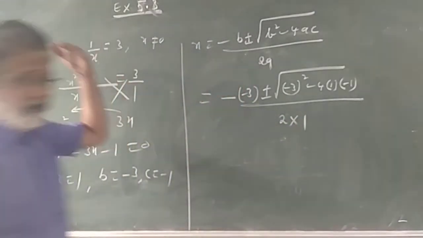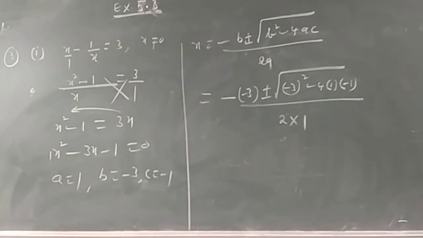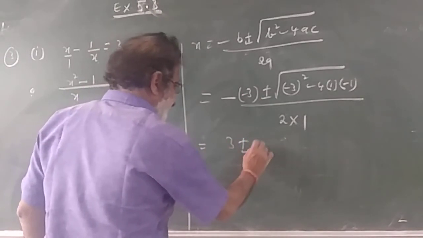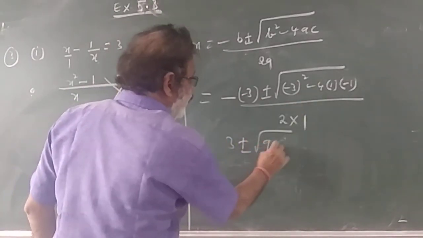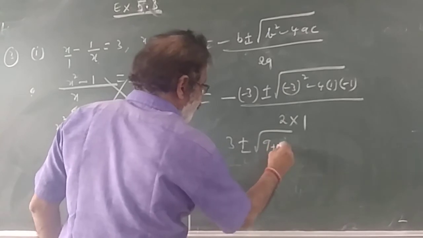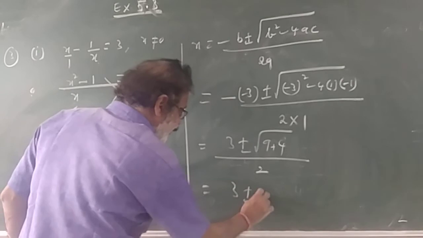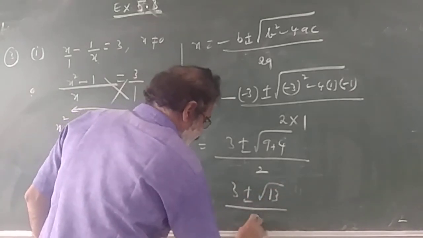So in the earlier problem directly we did the discriminant. Why? Because whether the roots exist or not, first we verified. If they exist, we can proceed. If you directly use the formula, otherwise you can find out the discriminant first. If they exist, you do it. Okay. Directly also you can do it. So minus into minus plus 3 plus or minus, 3 square is 9, minus into minus plus 4 times 1 is 4, whole by 1 into 2 is 2. So 3 plus or minus 13 by 2.